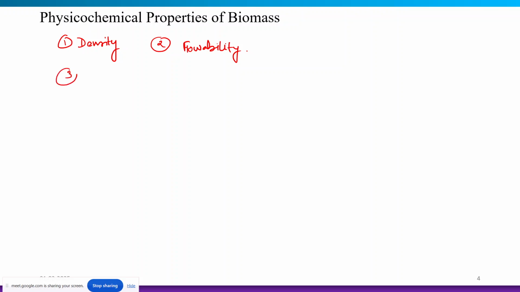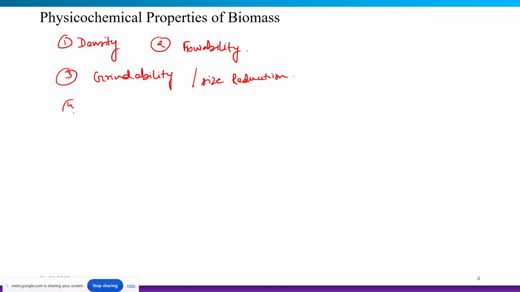Next point is grindability, because we cannot directly feed the fuel to the reactor. We need to do some size reduction or grinding of the fuel before introducing it to the reactor. So how much your solid fuel is grindable, or to what extent we can do the size reduction of your solid fuel, needs to be characterized or quantified before.